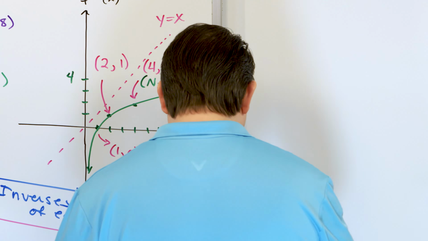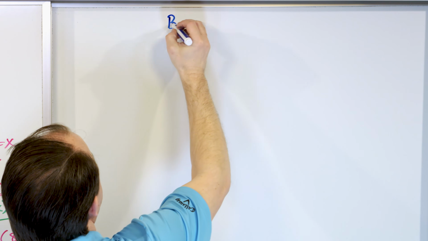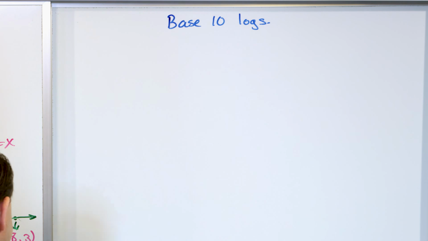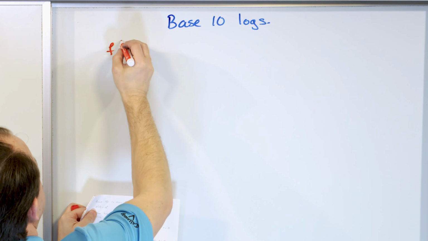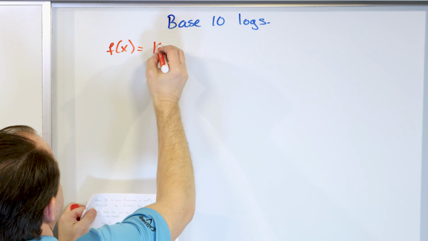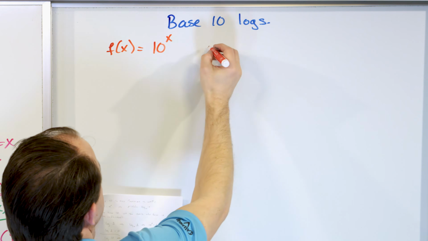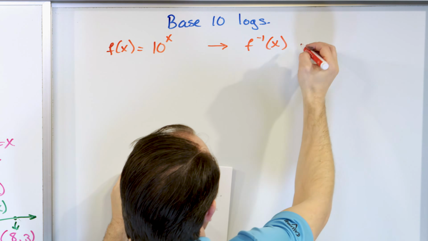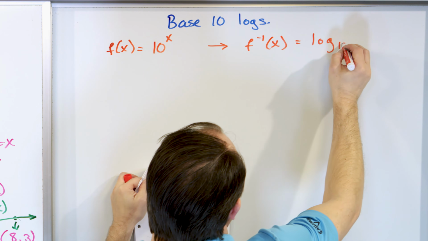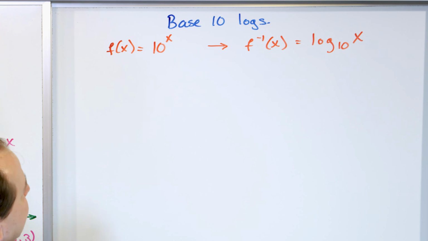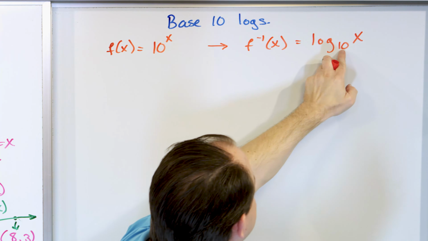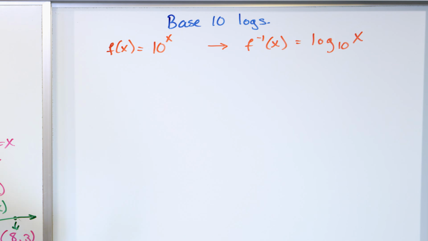All right, so base 10 logarithms are really important. So let's talk about that. Base 10 logs. What I mean when I say base 10 logarithm is if you have a function f(x) = 10^x, the base is 10, then its inverse is going to be a logarithm, but the logarithm has to be base 10 as well: log base 10 of some variable x. So you see, in order for these to be inverses, the bases have to be the same across the exponential and across the logarithm, otherwise they're not inverses of each other.